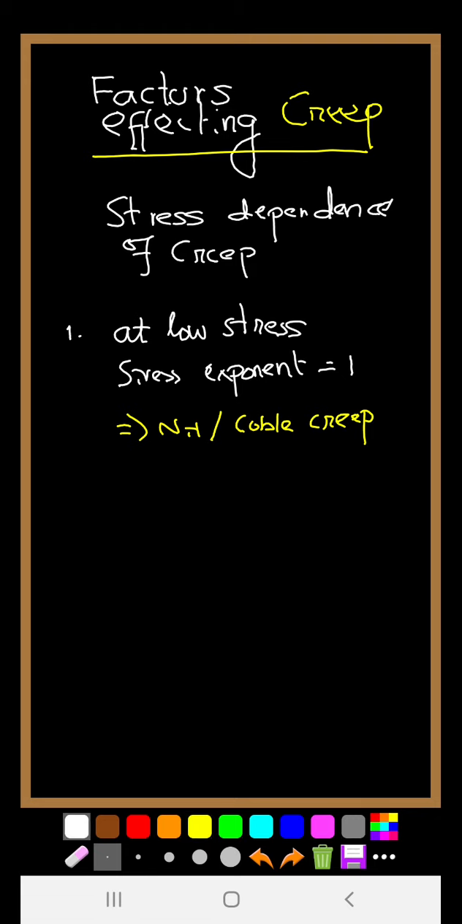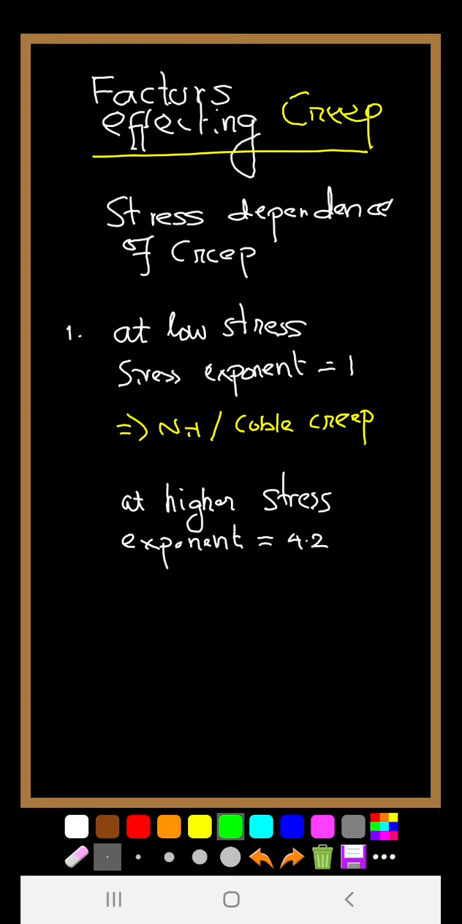At higher stresses, on the other hand, where the exponent is, for example, 4.2, in that case the creep is controlled by dislocation climb.